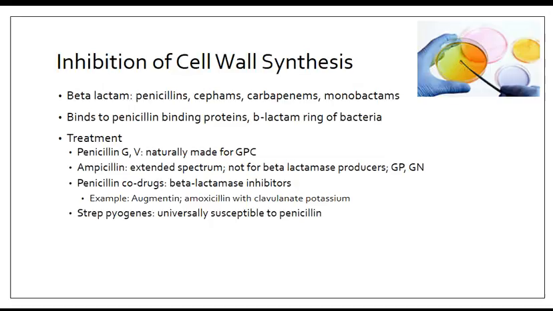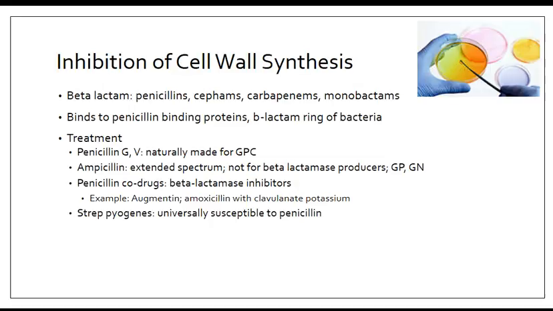The examples are penicillin G, penicillin V. These are both naturally made. If you remember, these come from the fungi Penicillium. They're for gram-positive cocci. Ampicillin is an extended spectrum drug, and what that means is it's for a wide variety of organisms. They're not for organisms that produce beta-lactamase. They're for gram-positives and gram-negatives.